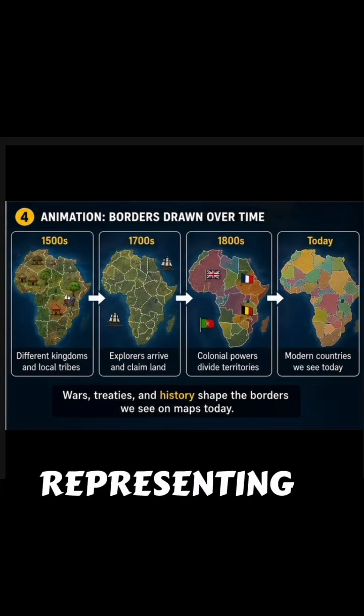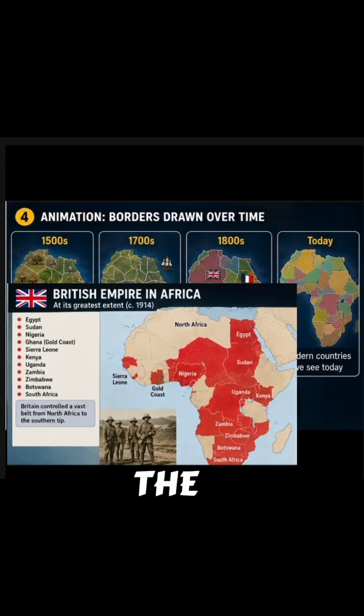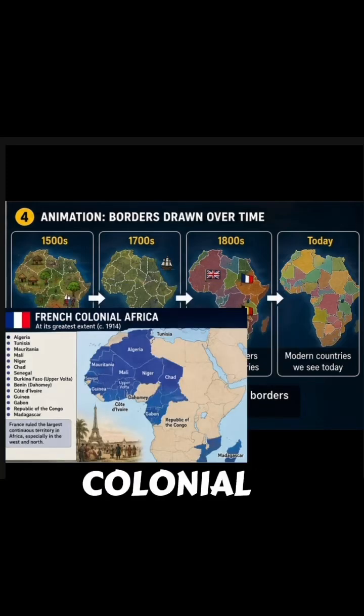The first flag represents the UK, the United Kingdom, that is the British Empire in Africa, which was in control of countries like Egypt, Nigeria, Sudan, Ghana, Sierra Leone, Kenya, and the rest of them. So these countries were taken over by this colonial power, just as you can see up there. The second flag represents French colonial Africa, that is France. They controlled countries like Mali, Niger, Chad, Cote d'Ivoire, and other countries. This is how they got their own map.